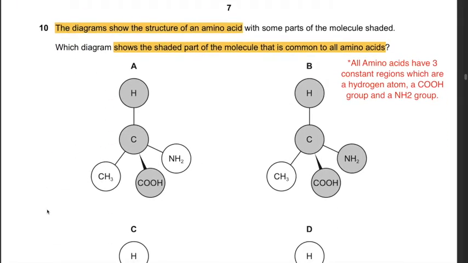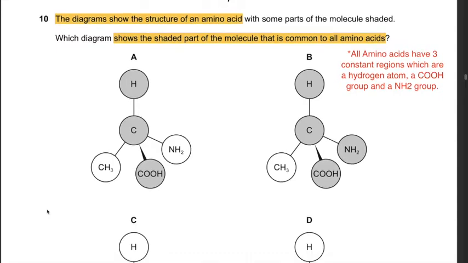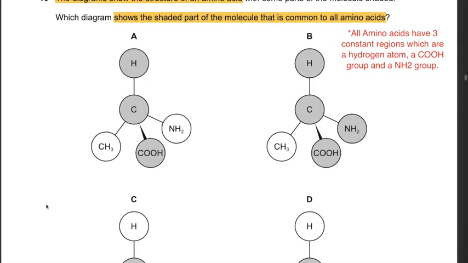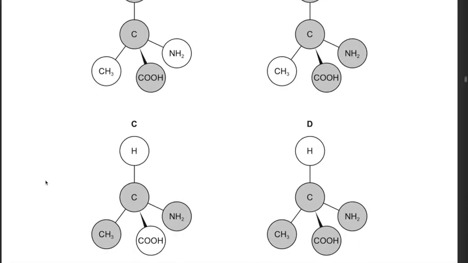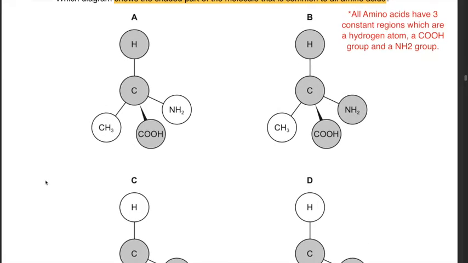Question 10. The diagram shows the structure of an amino acid with some parts of the molecule shaded. Which diagram shows the shaded part of the molecule that is common to all amino acids? Key thing to remember is that all amino acids have 3 constant regions, which are a hydrogen atom, a carboxyl group or a COOH group, and a NH2 group. Therefore, if you go to the answers A, B, C and D, the best possible answer is B. Hydrogen is common, therefore should be shaded. COOH group is common in all amino acids, therefore it should also be shaded. And NH2 is also shaded, therefore B is the correct choice.